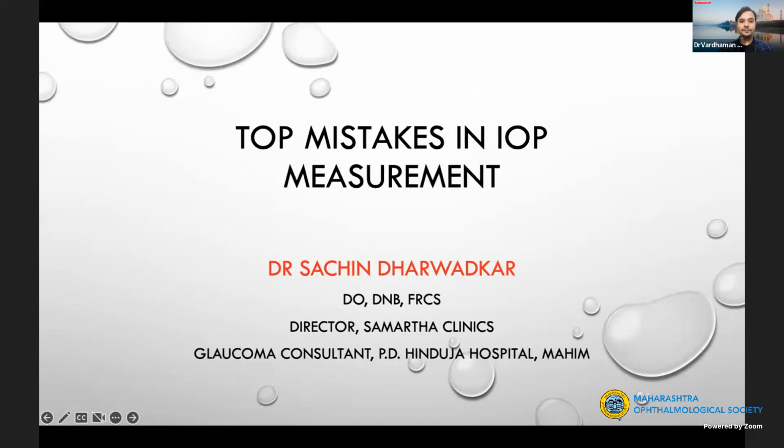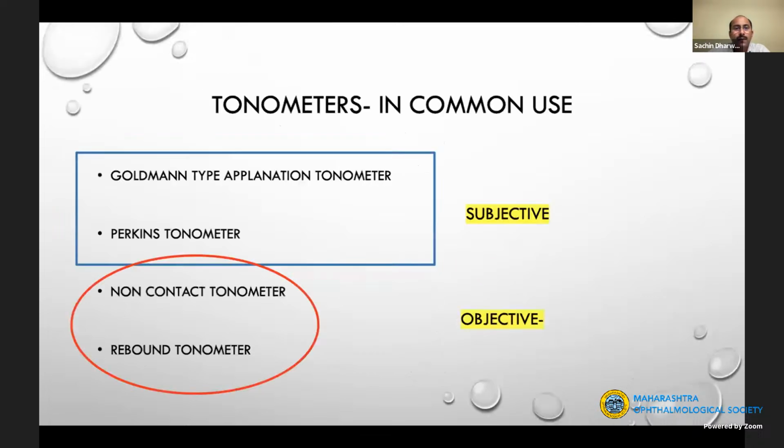Okay. So I would be just mentioning around 4 to 5 important points in the mistakes that we can commit during IOP measurement. And these will be only the salient points, so that each will be a take-home message, so that we don't repeat this in the clinic.